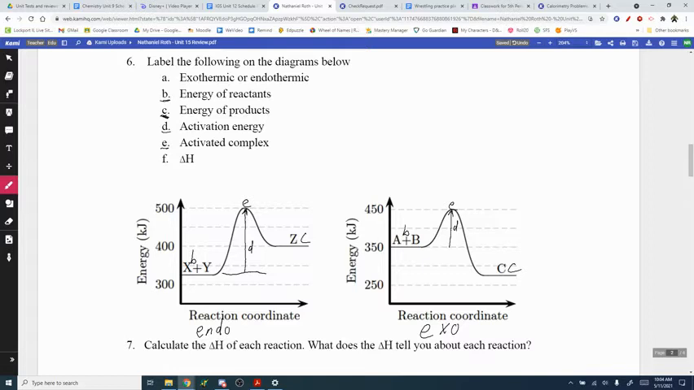And last is the delta H. Now the delta H, so F, is the difference between the reactants and the products. So reactants for this one is right here. The difference between the reactants and the products is our delta H. So for this one, it's right here, all the way to the reactants. There we go. That's our delta H.